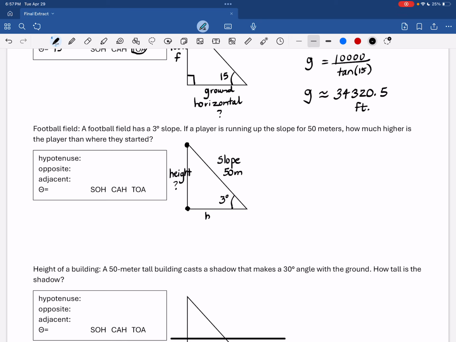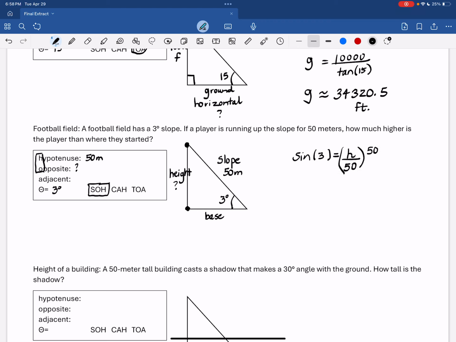So here's the base, the ground. The football field slopes up just a little bit. 3 degrees is not a lot. It is our theta. We want to know opposite. That's our question mark. We know hypotenuse. That's the slope. So we want the one that does H and O, and that's SOH. It's sine. The sine of 3 degrees is equal to the opposite, which we don't know, over hypotenuse, which we do know.